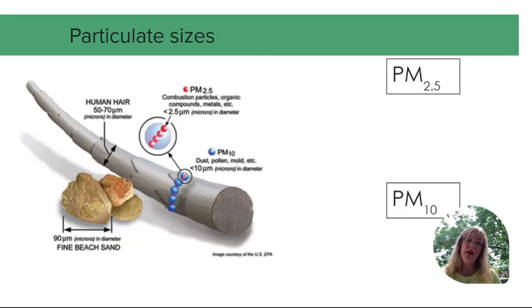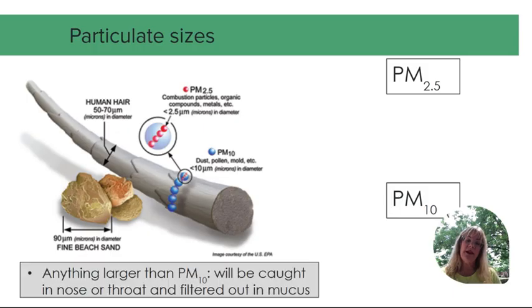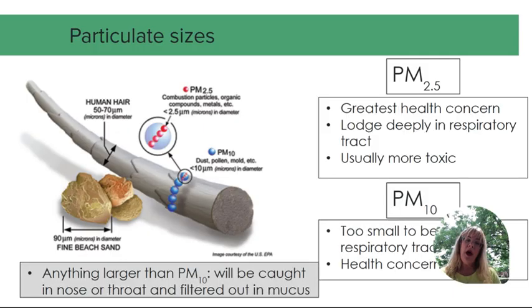And particulate matter has some sizes that we need to be attuned to. PM2.5 is the greatest health concern because it can lodge very deep into the respiratory tract and is a little bit more toxic. PM10 is also a health concern, but it's too small to go down too far. Anything larger than PM10 will be caught in the nose and throat and filtered out by the mucus.